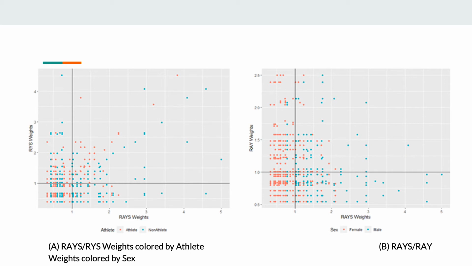We then compare the scatter plot of RAYS and RYS colored by athlete, which is on the left, to that of RAYS and RAY colored by sex, which is on the right. On the left, we see there is no distinct distribution for the athlete variable, with blue and pink dots being relatively equally distributed among both the RAYS and RYS weights. On the right, though, we notice a distinct pattern with more female observations weighted less than 1 under the RAYS and distributed across all weights for RAY. The difference in the distinctness of patterns between the two indicates that athlete may not be an important weighting variable.